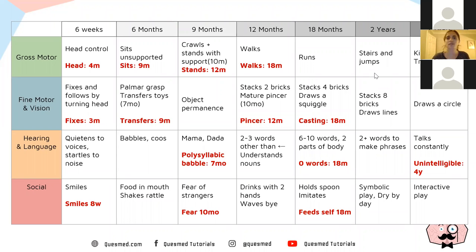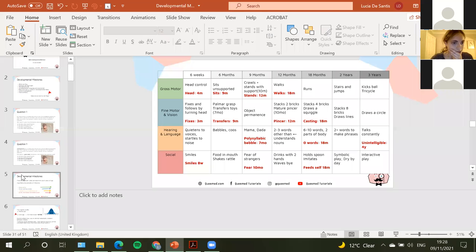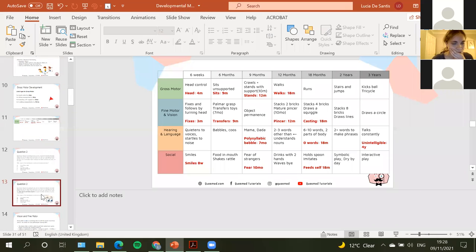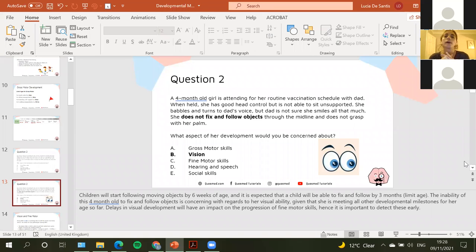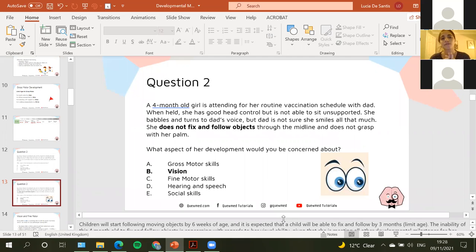In question two, why is it vision as opposed to fine motor? Let me just go back to that question so I can tell you. I guess it's a little bit more specific. The domain is vision and fine motor, but the fact that the child is not fixing and following is very specific to vision. A 4 month old, you wouldn't expect them to be able to do so much in terms of fine motor. So if you can correct their vision now, you might still be able to make sure that they don't get fine motor delay later on. So that's why it's vision.